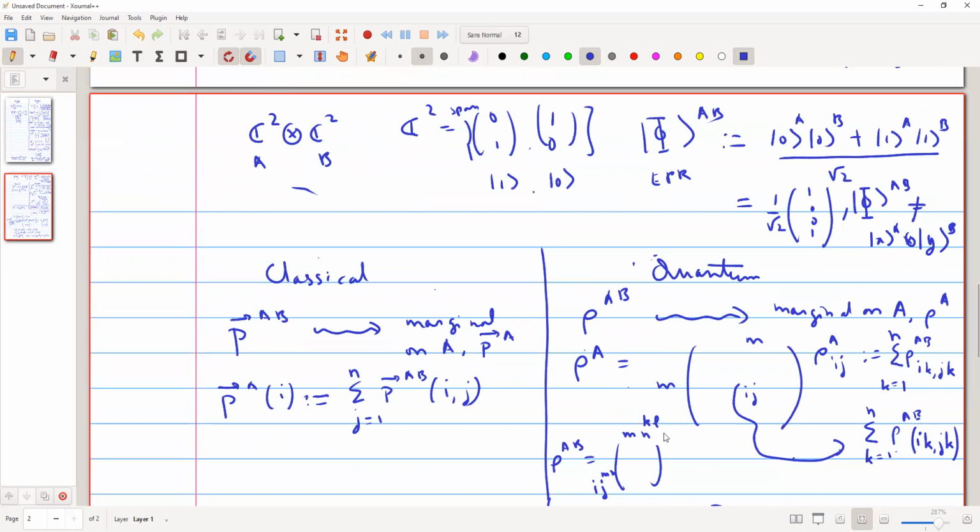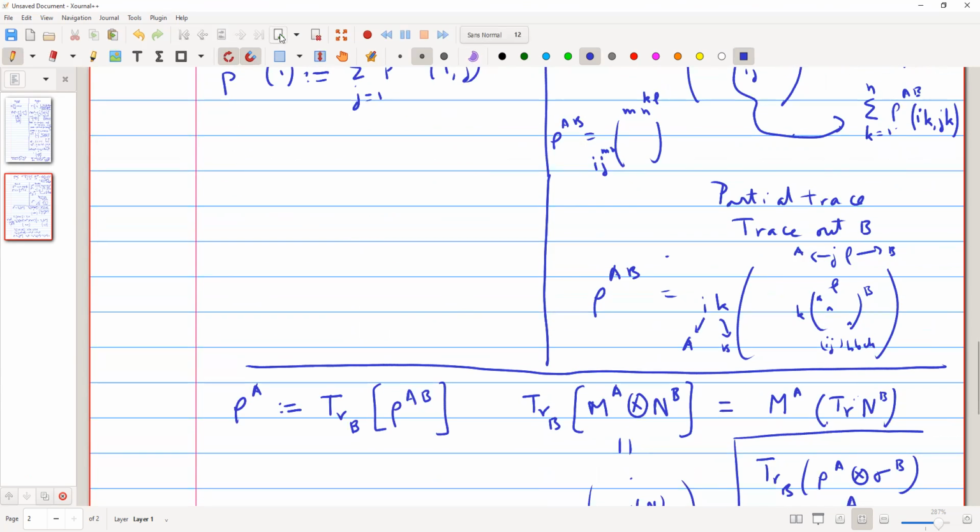So that is the full picture. Starting with a quantum state on AB, I have a mathematical process which corresponds to the physical process of discarding the system B. In other words, I have a mathematical definition of the marginal on A, and the marginal on A is also a density matrix. Okay, let's go to the next topic.